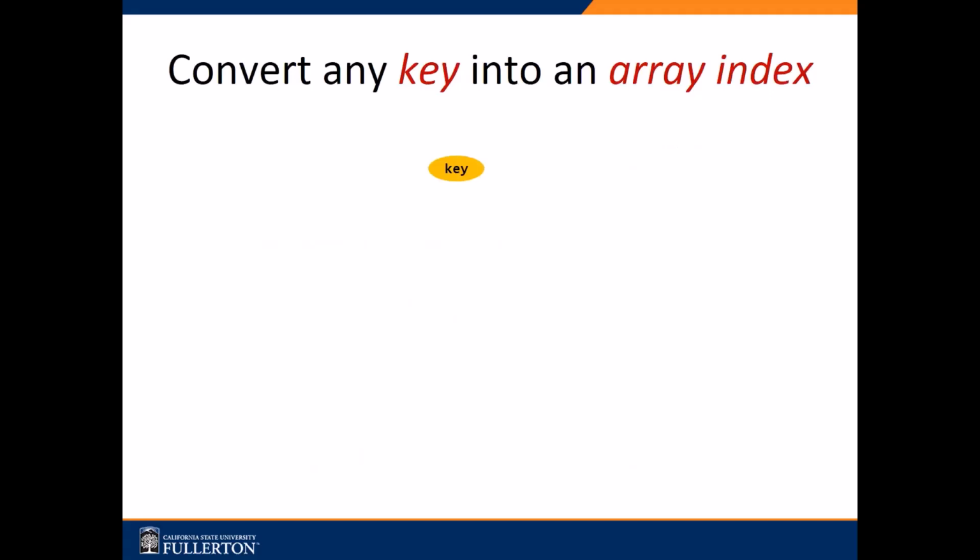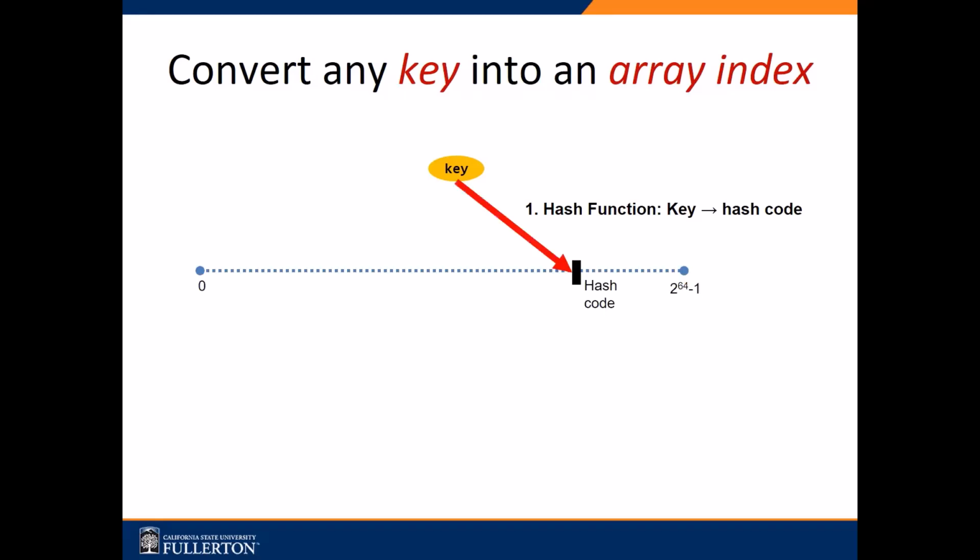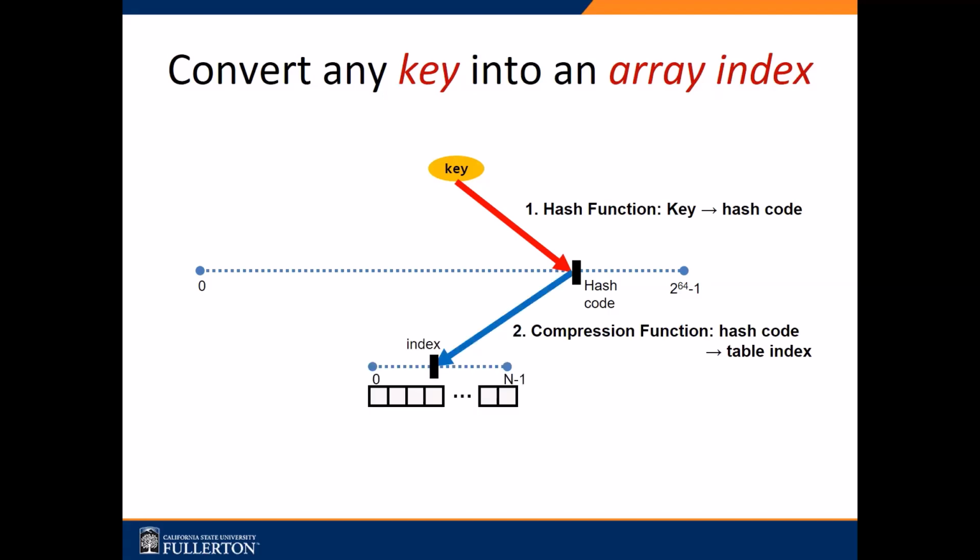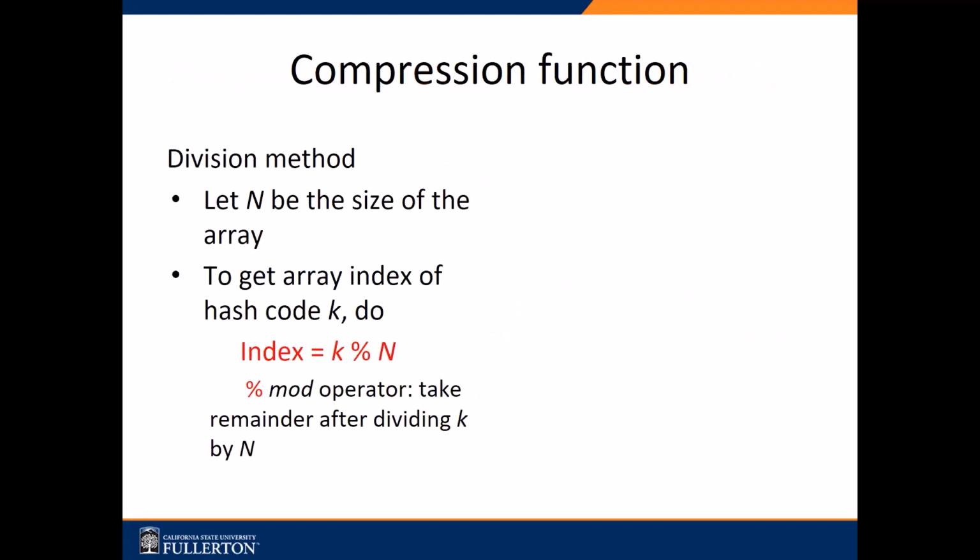Now let's look at the process of hashing, that is converting a key into an index. Typically, this is implemented in two steps. The first step is we first apply a mathematical function called a hash function to convert the key to a very large number called the hash code. We'll next apply another mathematical function to compress this large hash code into a much smaller number, one that falls within the range of valid array indices. This second function is called a compression function. We'll focus first on the compression function, and we'll look at some hash functions later on.